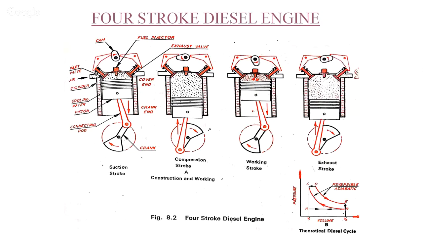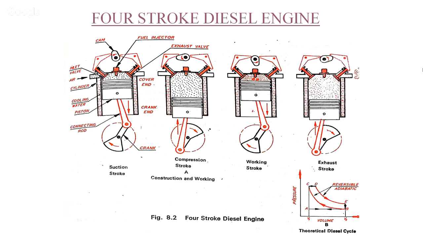Okay, 4-stroke diesel engine. How is it working? First of all, consider the suction stroke. During this stroke, the piston is moving from top dead center to bottom dead center by means of cranking. As the piston moves downwards, a partial vacuum is produced inside the cylinder, and the inlet valve opens while the exhaust valve remains closed. Due to the pressure difference between inside the cylinder and outside, atmospheric air, only air, is entering into the cylinder through the air filter and the inlet valve.